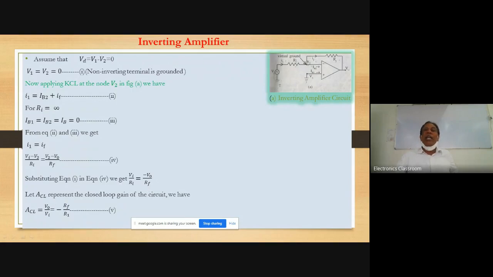It is nothing but the gain of the inverting amplifier. It is the gain of the inverting amplifier, and I have denoted it as ACL. Why?